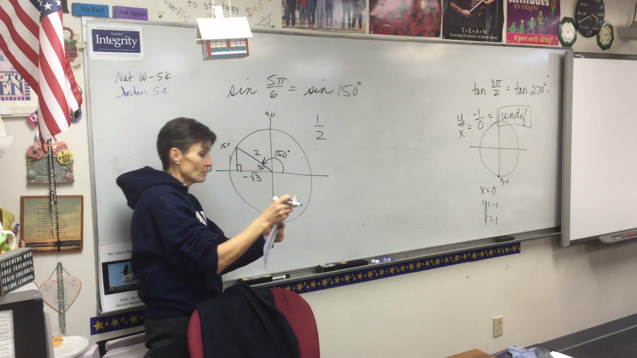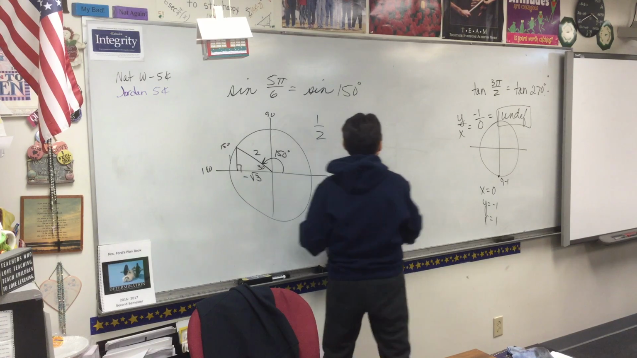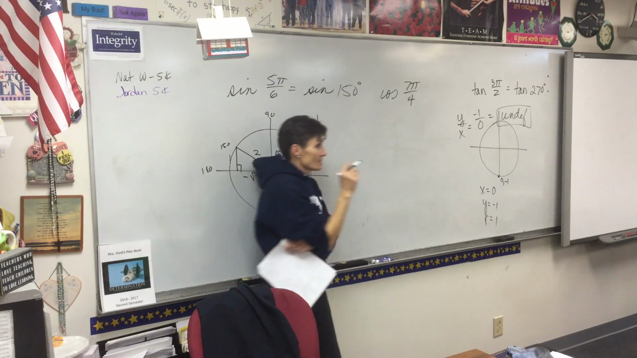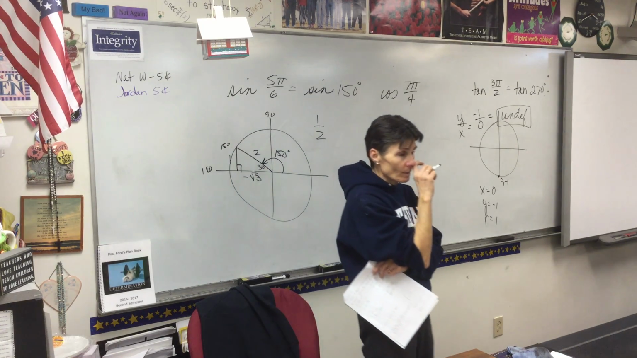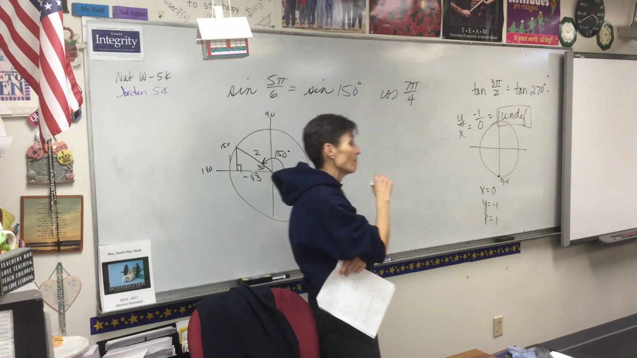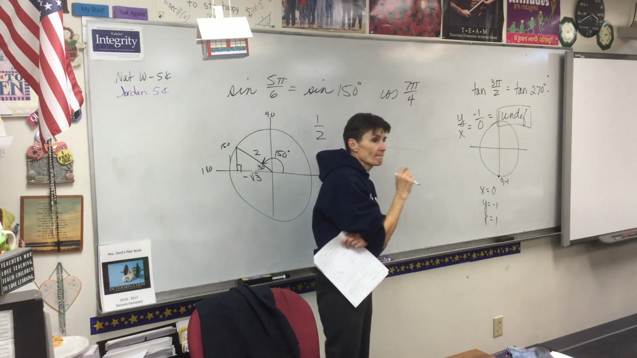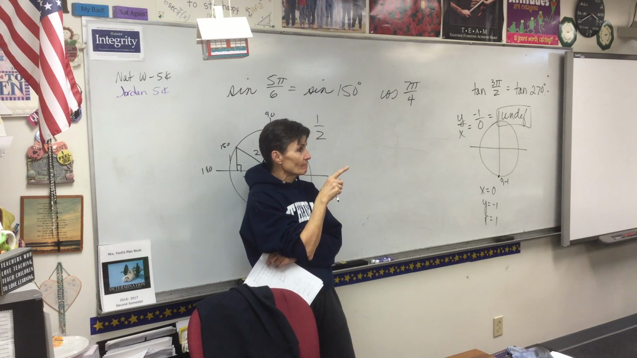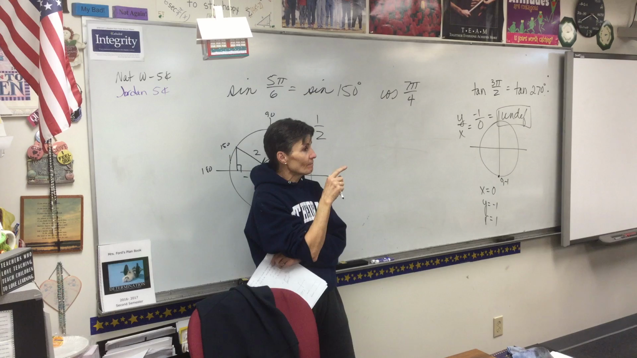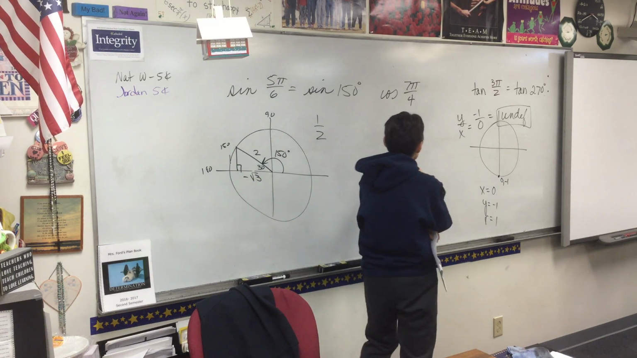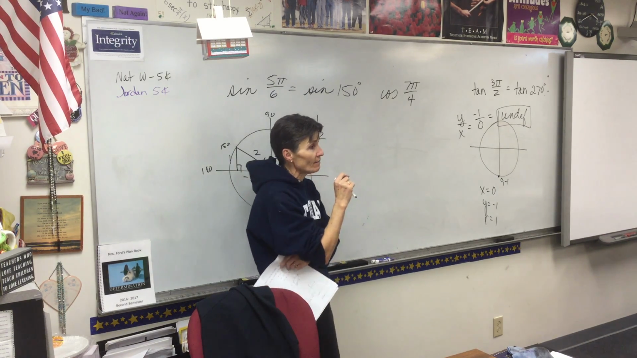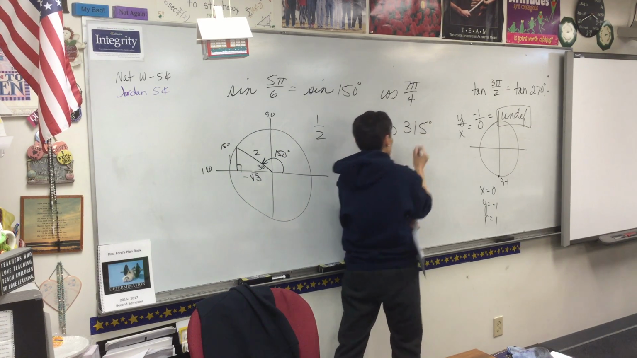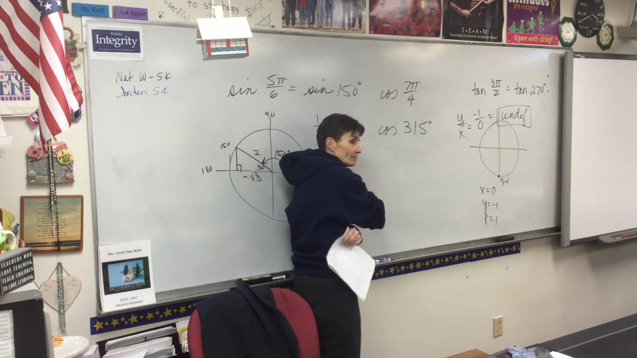We turn the page with great enthusiasm. Cosine 7 pi over 4. Same problem. Here we go. What's the cosine of 7 pi over 4? What's 7 pi over 4, first of all? 315. Who said that? How'd you get it? Yep. 180 divided by 4 is 45, and 45 times 7 is 315.